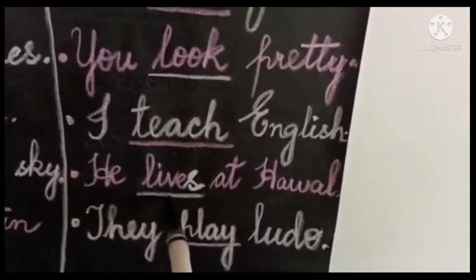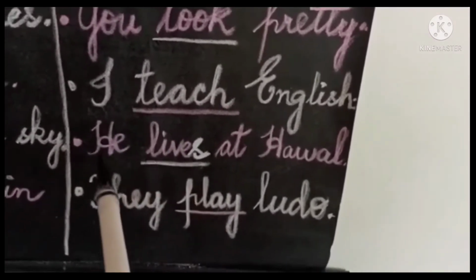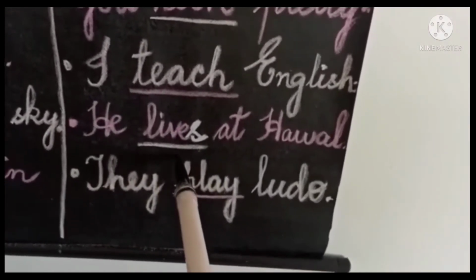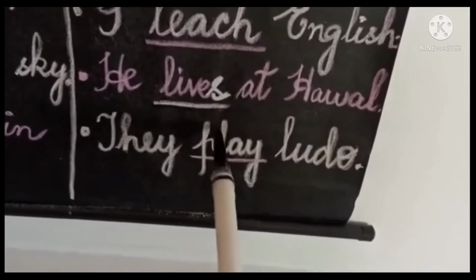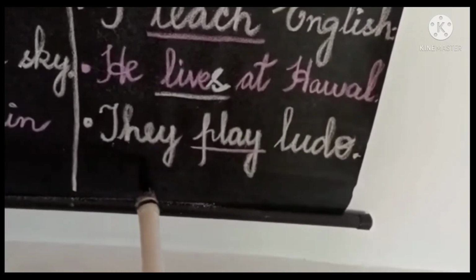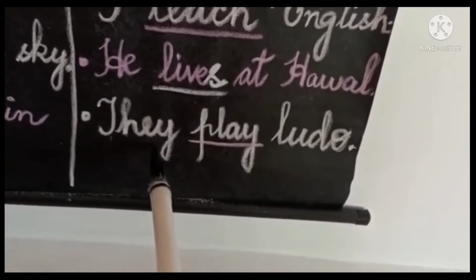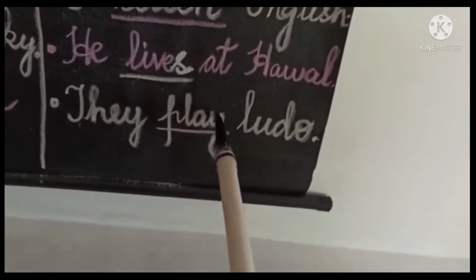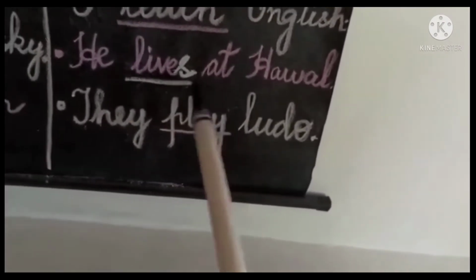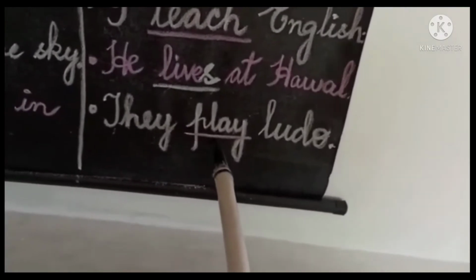Now the verb is live, but we have added s to it, so it becomes singular subject takes singular verb. He lives at Howell. Next, they play Ludo. You see, they is used for so many. It is a plural subject, and we have used the first form of the verb play. No addition of s, es or ies. So it becomes plural subject takes plural verb.